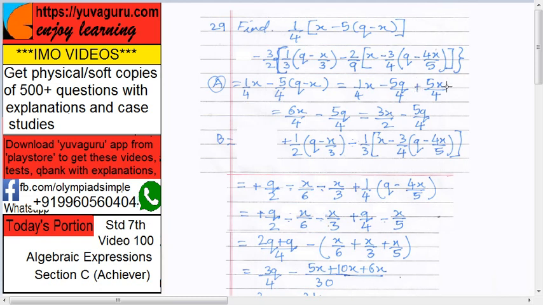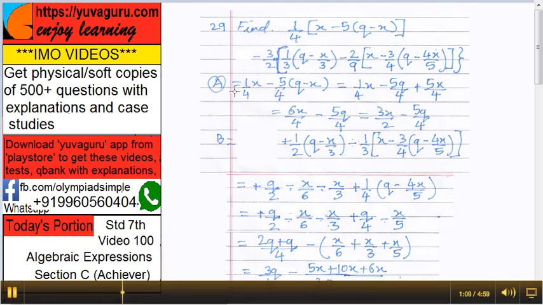Again solve this. Take 4 for x common, so this becomes 5 plus 1, 6x upon 4 minus 5q upon 4. Solve this to the minimum: 2 3s are 6, 2 2s are 4. So 3x upon 2 minus 5q upon 4. This is A. Now solve B.